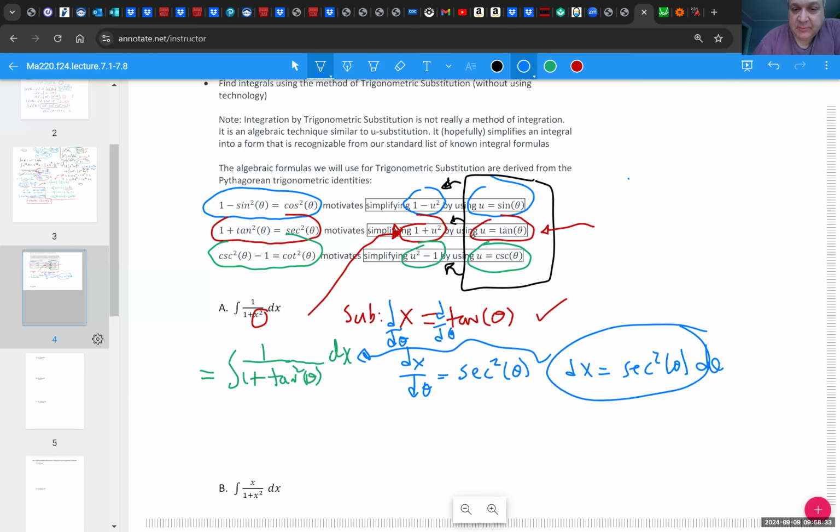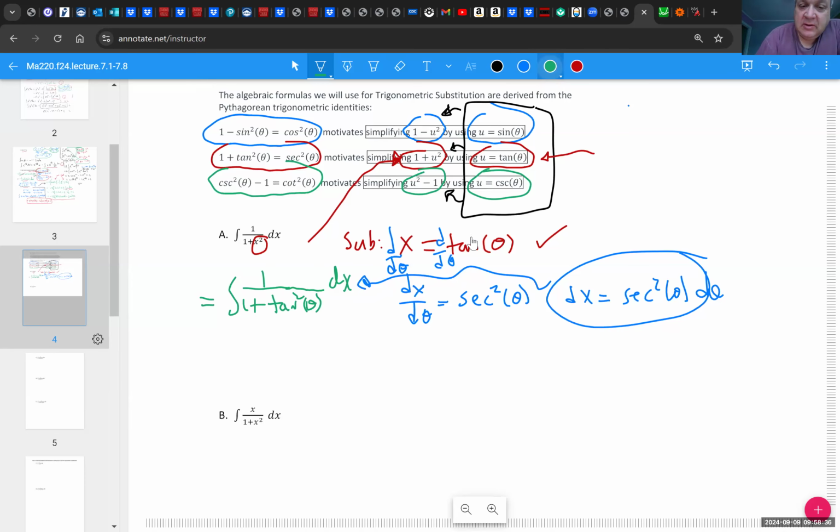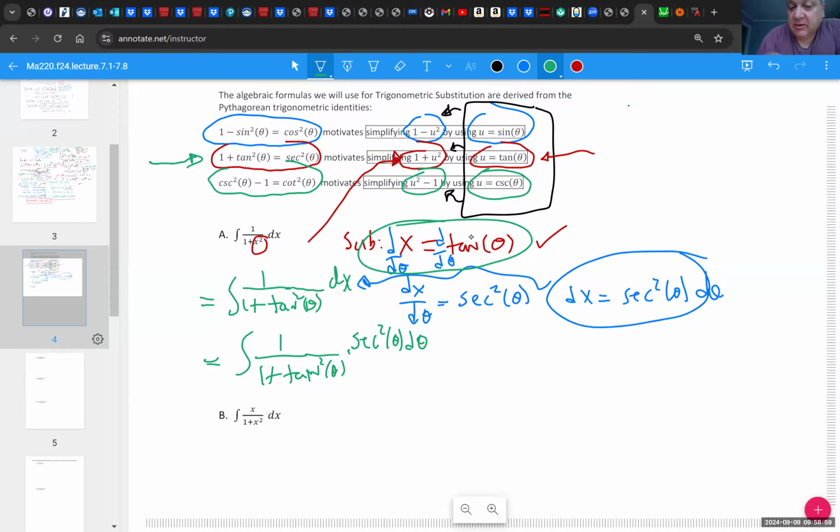All right, so completing the substitution, we get 1 over 1 plus tangent squared theta times dx, which is secant squared theta d theta. Now, the reason for doing the x equals tangent theta substitution is to take advantage of the Pythagorean identities. The middle one, 1 plus u squared, takes advantage of the fact that 1 plus tangent squared is equal to secant squared. And you'll notice we have exactly 1 plus tangent squared, so we know that can be written as secant squared.